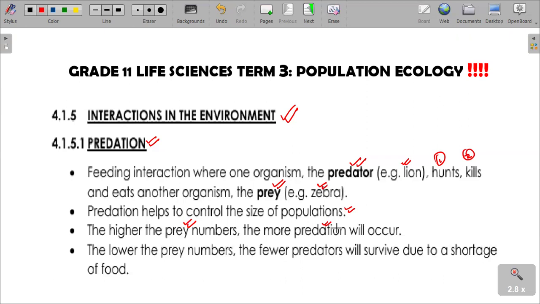The lower the prey numbers, the fewer predators will survive due to shortage of food. So there is also a direct relationship between prey and predation. If the prey is low, predators would also be fewer, because they won't be able to have food. That is what is supposed to be understood in this instance.